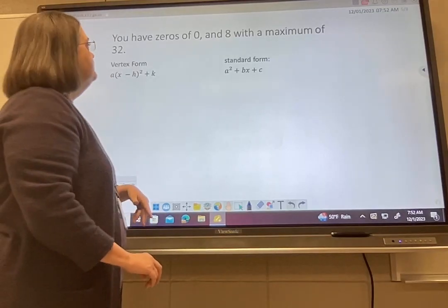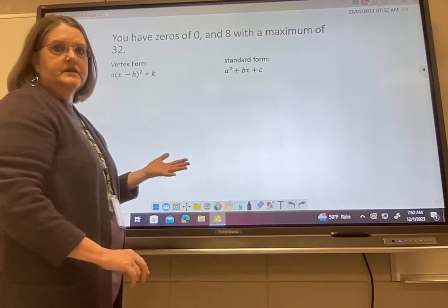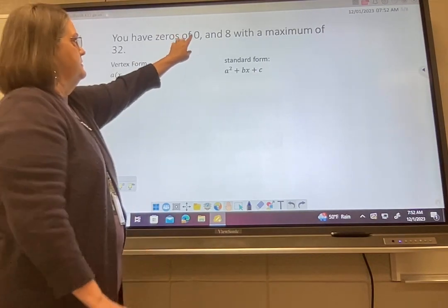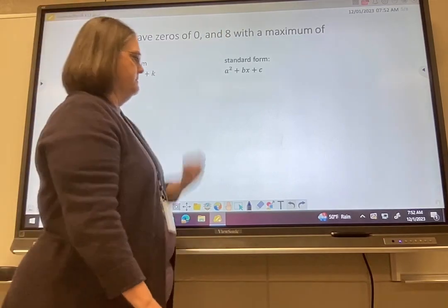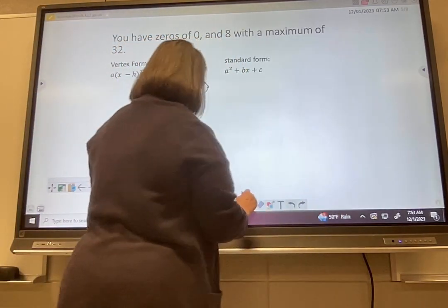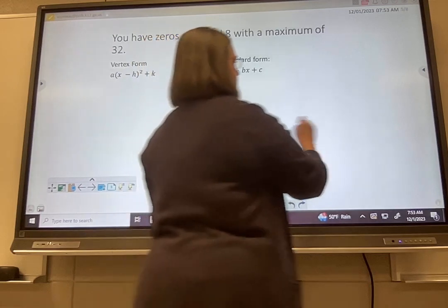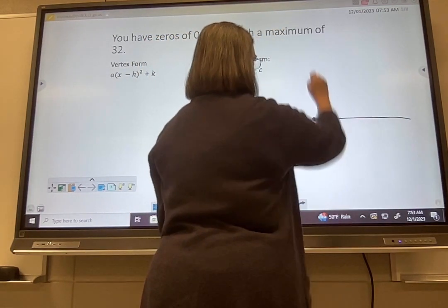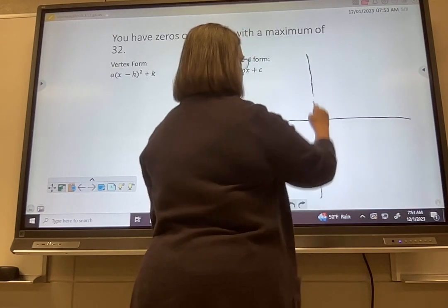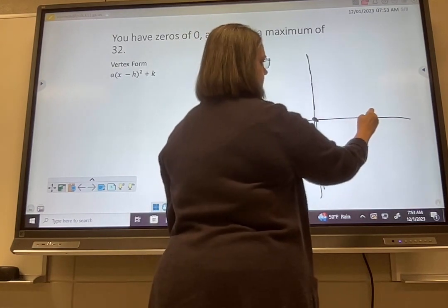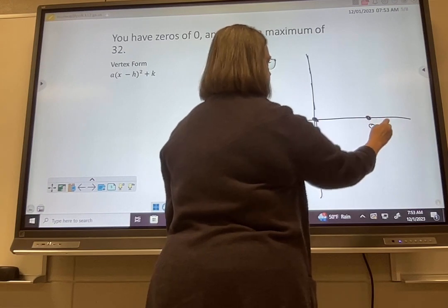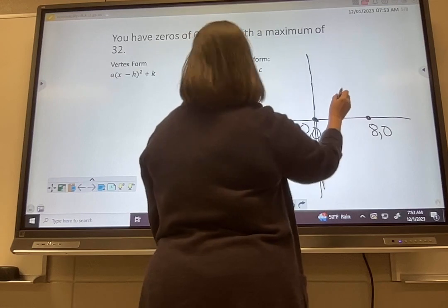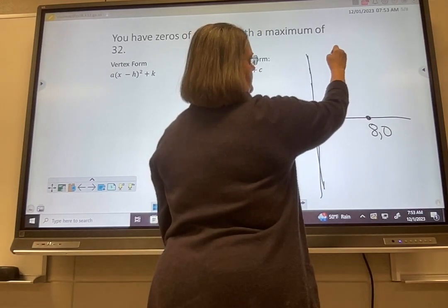All right, we have zeros. We have this scenario of a parabola, a quadratic graph, with zeros at 0 and 8 and a maximum of 32. That means the graph looks something like this. You've got a 0 here at (0, 0). This is the y-axis, this is the x-axis, this is 8. So this is the graph, and it's got a maximum, we'll say this is 32 right here.